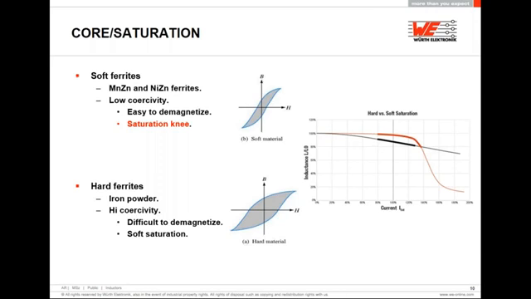As you can see, the behavior is quite the opposite. We call this soft saturation, due to the fact that the inductance does drop once the saturation current is surpassed. However, due to the high coercivity, this inductance drop is very slow or gentle.